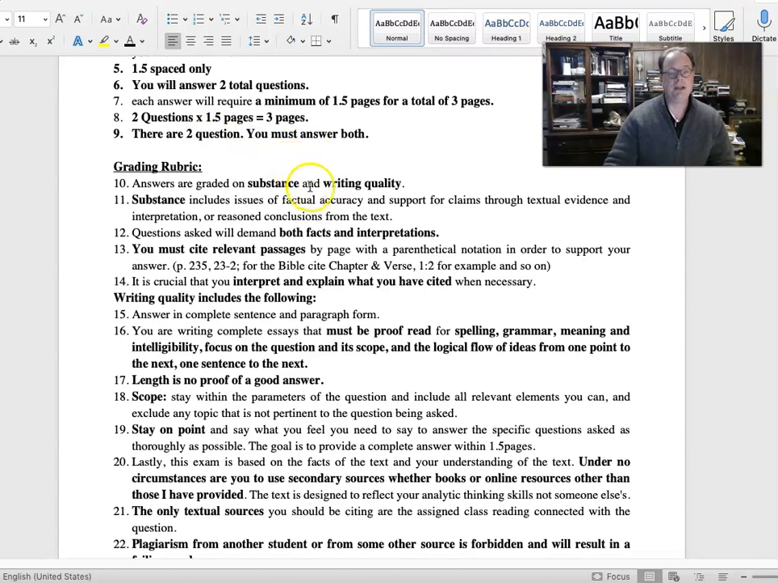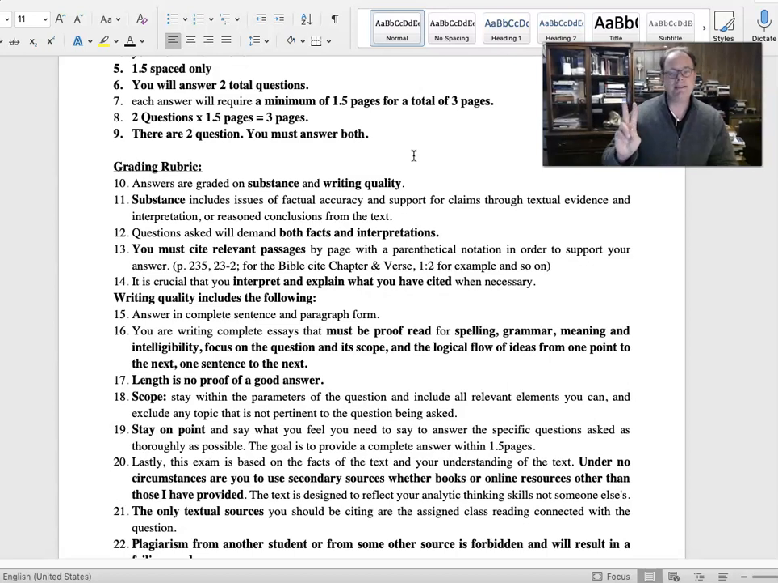The two things I'm looking for are substance and writing quality. Substance is pretty clear, which is to say I've asked you a question, and you need to answer that question as accurately and as directly as possible.